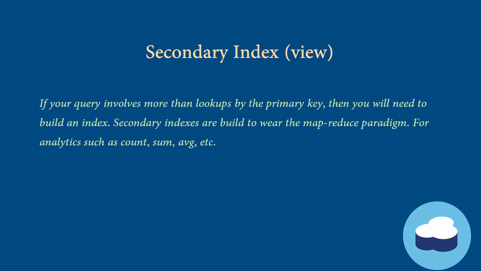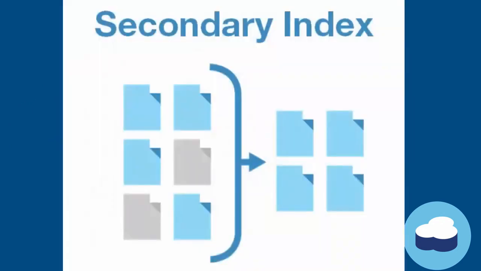The secondary index provides a way for you to query data. Here is the secondary index. The secondary index provides a way to query data in more ways than just a simple primary key lookup. The secondary index is built using the MapReduce paradigm. For learning about MapReduce, we have created another lecture on MapReduce. You can refer to that.